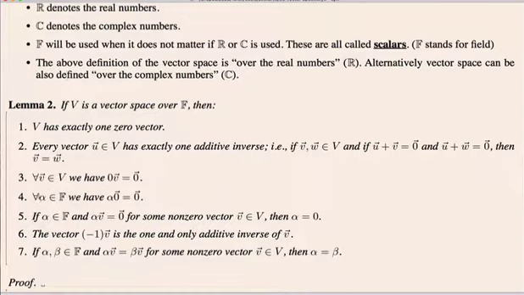Then property 4 is that for all scalars alpha, if you multiply alpha with the 0 vector, we get the 0 vector. Then kind of the opposite of this: if alpha is a scalar and alpha times v is the 0 vector, for some non-zero vector v, then alpha must be 0. Property 6: the scalar -1 from the field, the -1 times the vector v, is the one and only additive inverse of v.